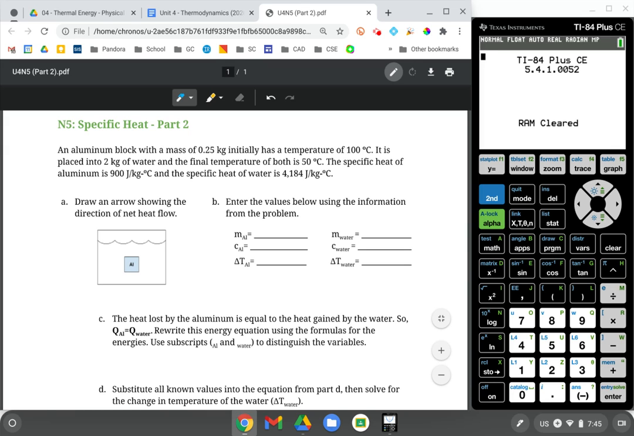This is the second part of the notes for specific heat, or notes 5. This can be found on page 20 of your packet if you're following along.